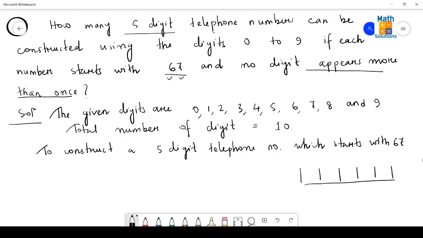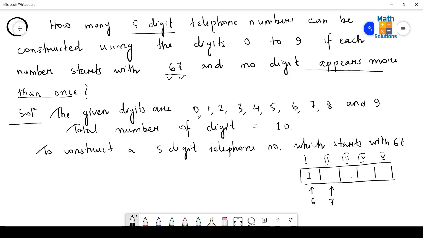So these are the 5 places which we have to fill up. The first 2 places, means in this place we have to put 6, in this place we have to put 7. The remaining 3 places are left to be filled in. So how many options are there for the first place? This is place 1, this is place 2, this is 3, this is 4 and this is 5. For the first place there is only one option, that is 6, and only 6 we have to put in the first place.